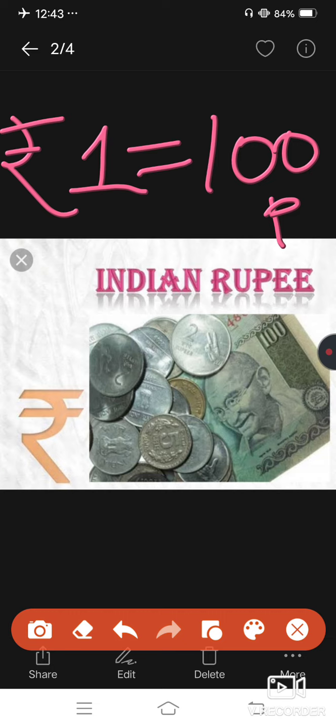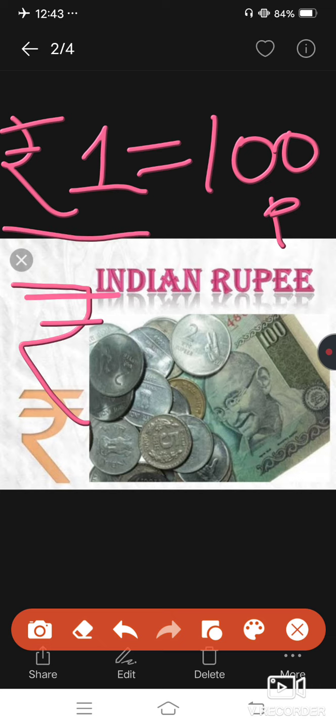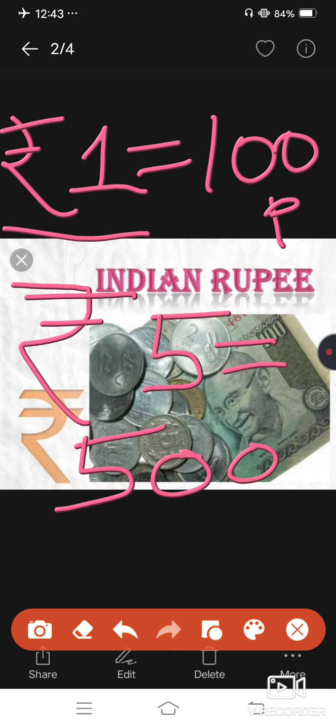If 1 rupee means 100 paise, then 5 rupees means what? 500 paise. 1 rupee is equal to 100, then 5 rupees is 500. 7 rupees is 700 paise.